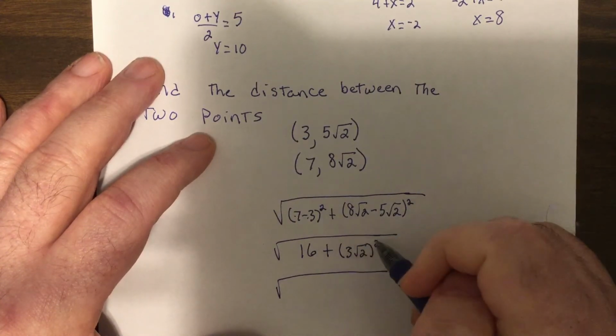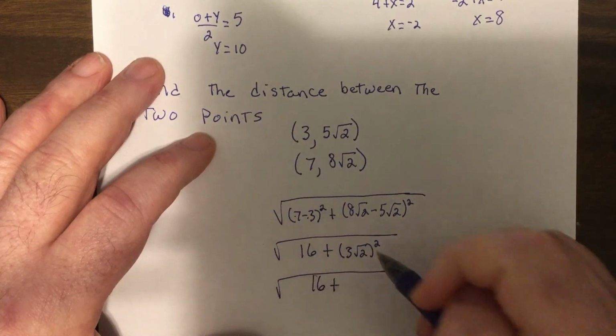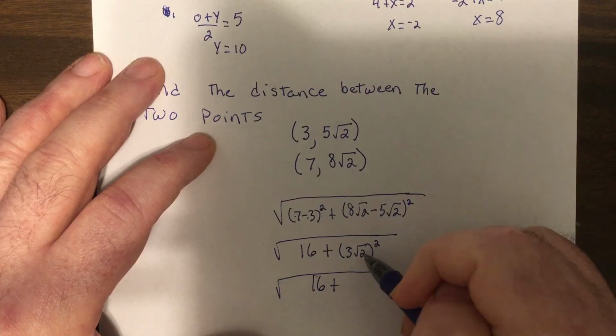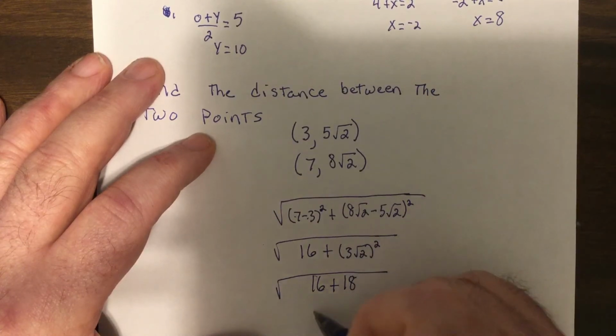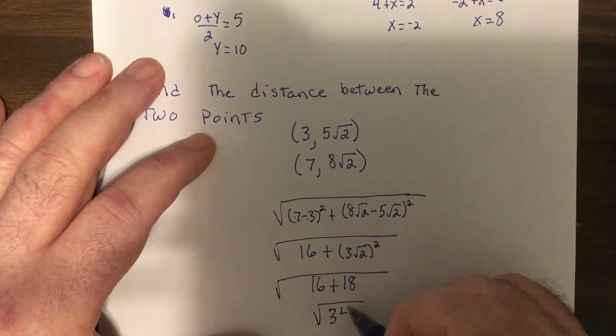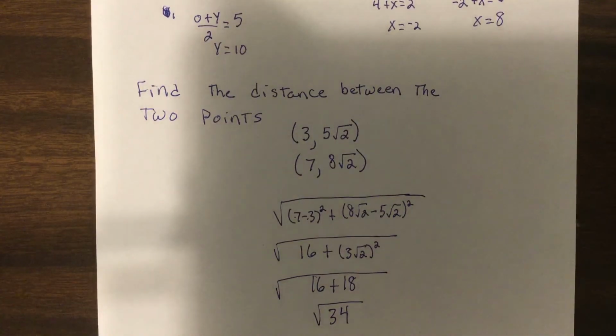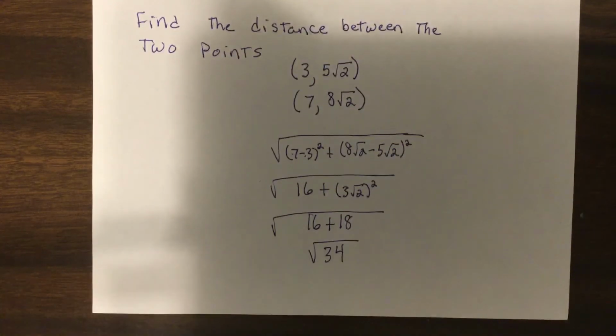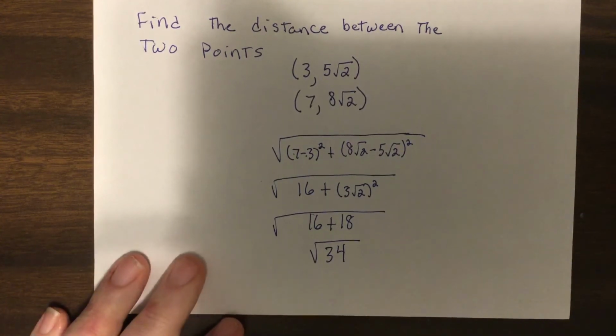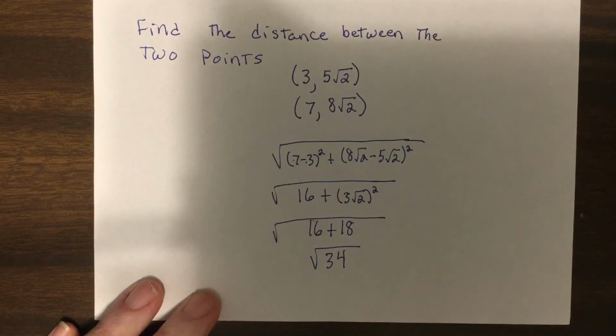So 3 squared is 9. Square root of 2 squared is 2. 2 times 9 is 18. So this would be the square root of 34. Then does any perfect squares go into 34? Let's see, 2 and 17. No, I don't see any. I do not. So that would be your answer.